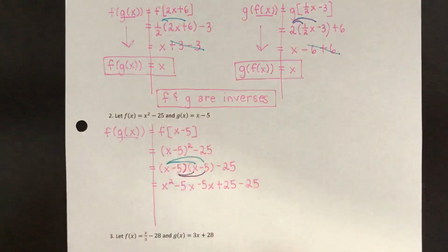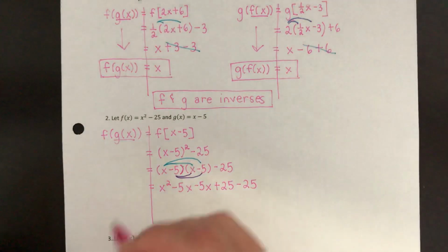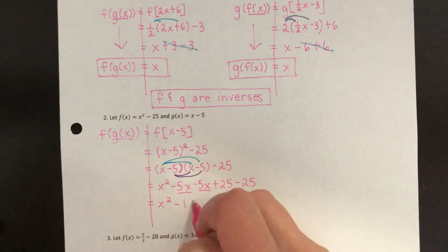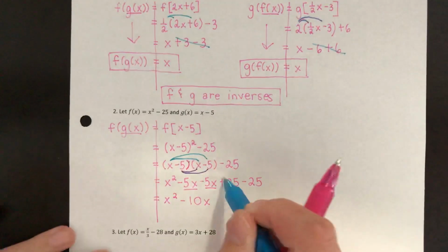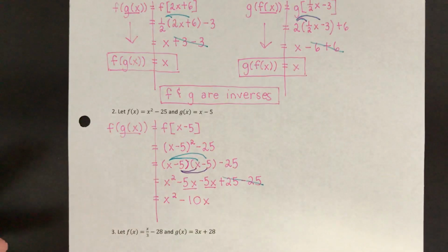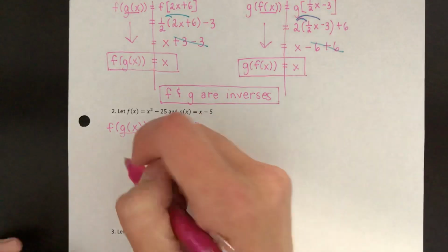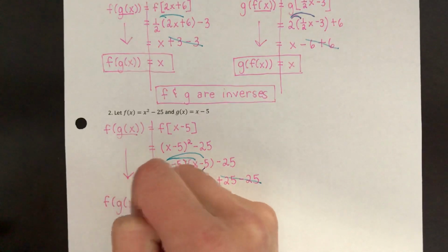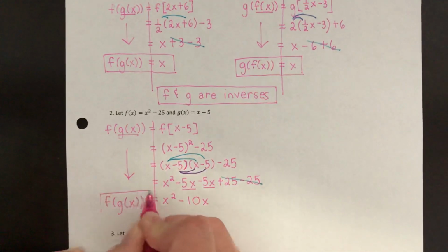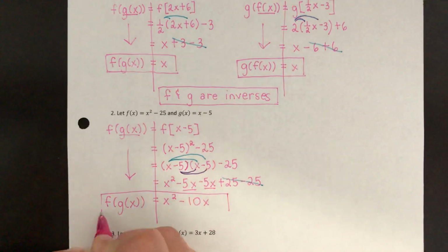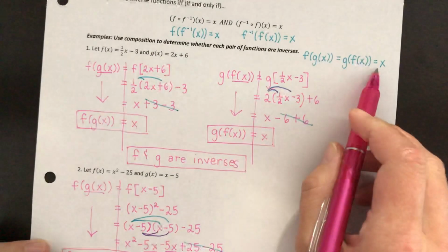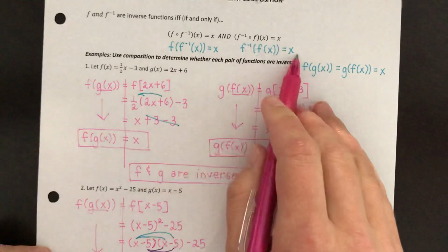Okay, all right, so now I'm going to clean this up. I'm going to get x squared. This turns to minus 10x. And of course that turns to 0, but there's nothing else I can do to clean this up. So that means f of g of x does not equal what we want it to equal. f of g of x does not equal simply just x.